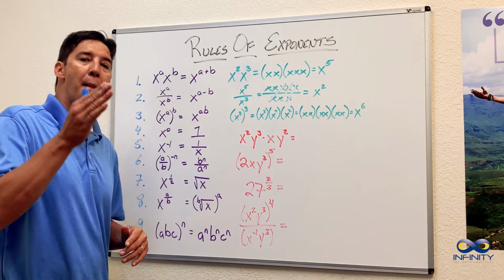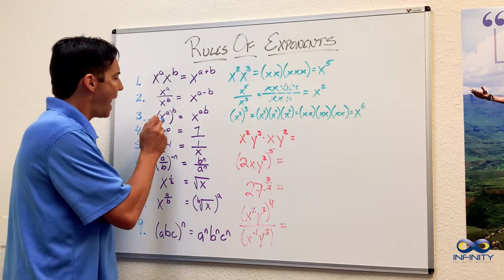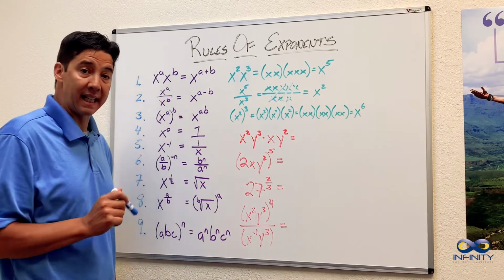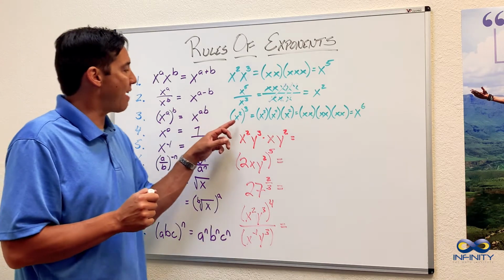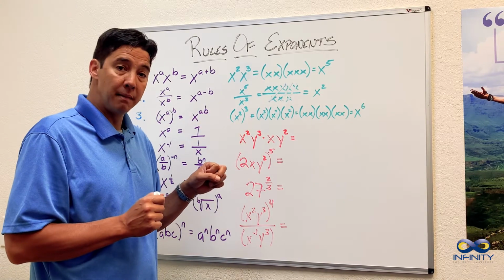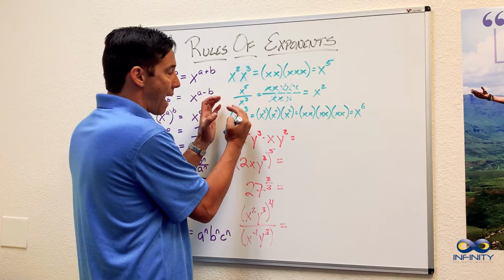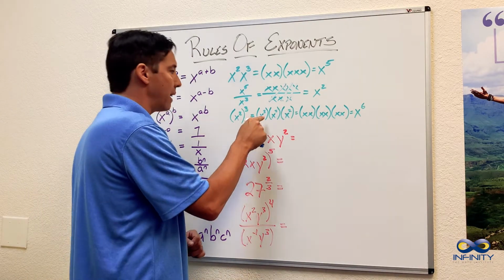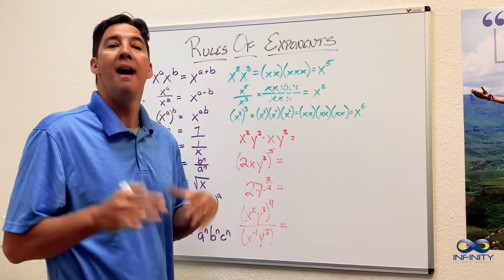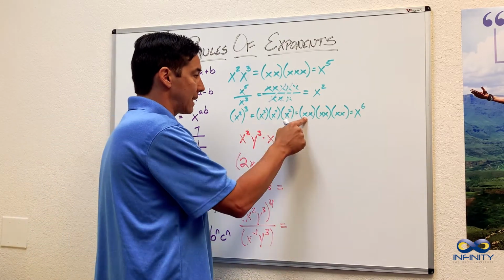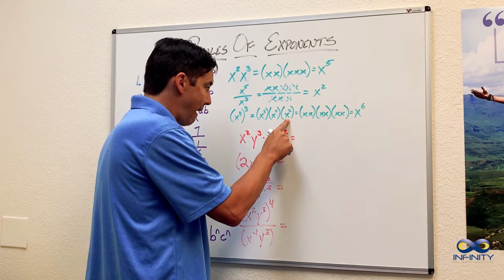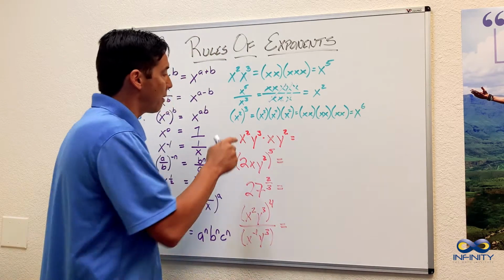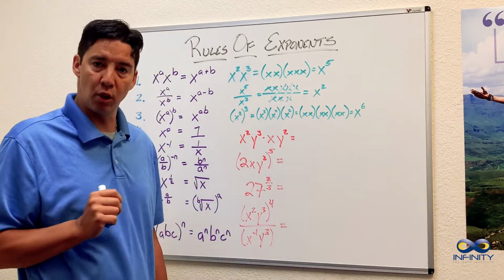Rule number 3, power to a power. X to the a to the b is simply x to the a times b, and let me show you why. If we have x squared cubed, that means we take x squared 3 times. X squared cubed is x squared times x squared times x squared. We all understand that x squared is x times x, x times x, x times x, which gives us a total of 6 x's, which will help you remember that we multiply these two exponents.